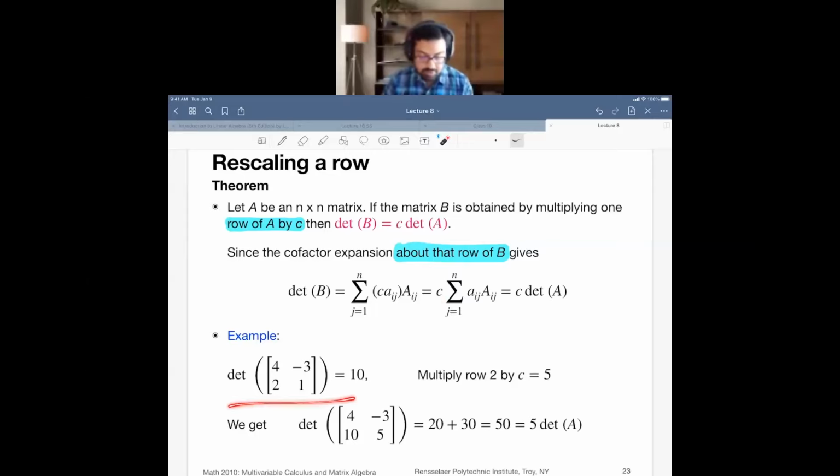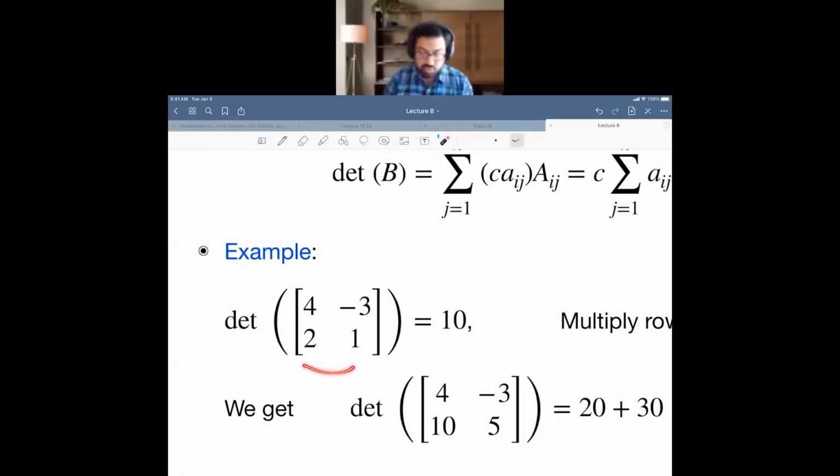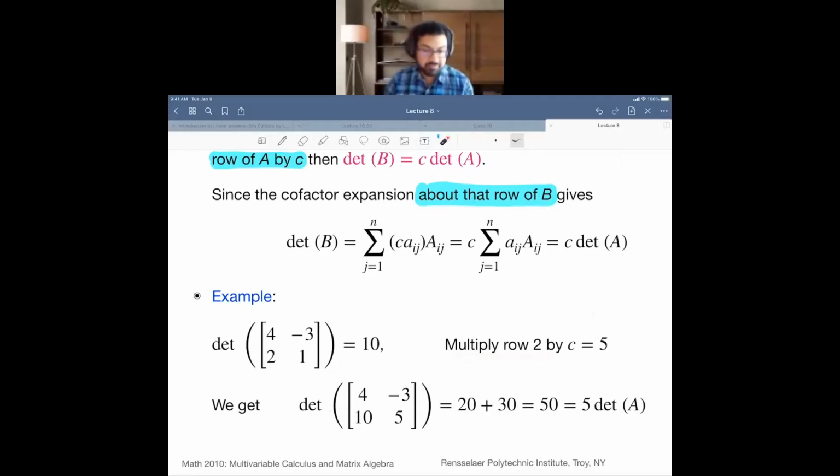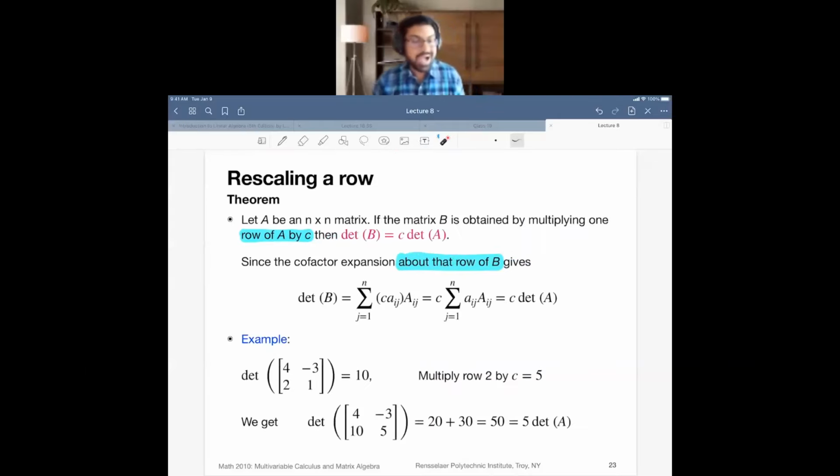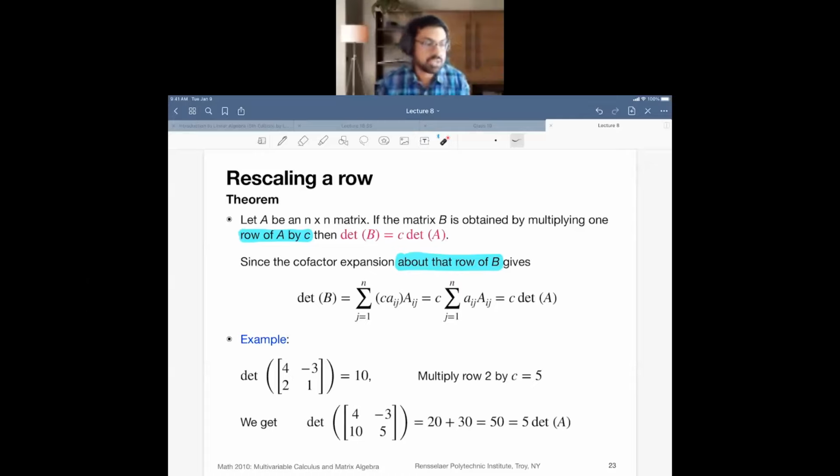So let's take an example here. You have the determinant of this matrix. The matrix is 2 by 2. This is the same matrix as before. The determinant of this is going to be 4 plus 6, so that will give you 10. What happens when you multiply row 2 by 5? If you multiply row 2 by 5, you get 10 here and 5 there. Find the determinant of this. It's going to be 50, which is 5 times the determinant of the original matrix. So multiplying a row by a scalar multiplies the determinant by that same scalar. Interchanging flips the sign of the determinant.